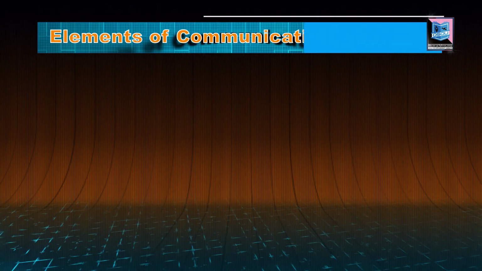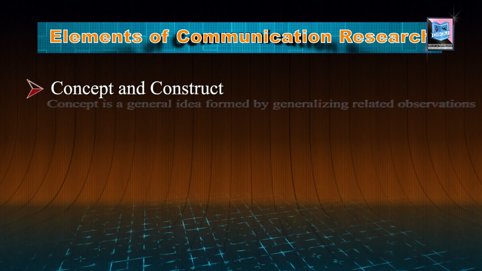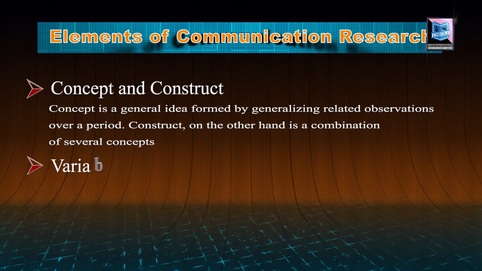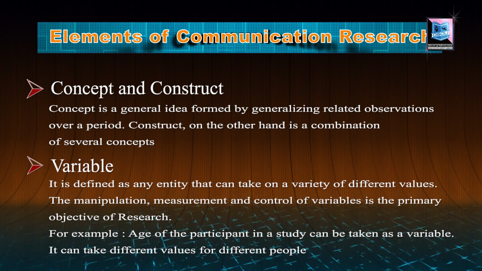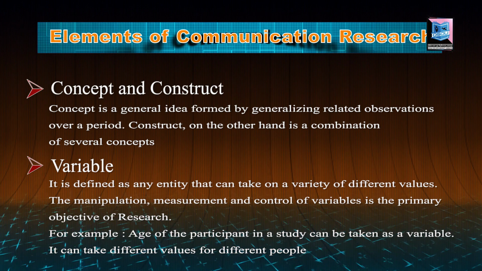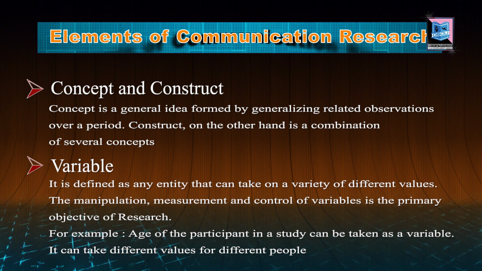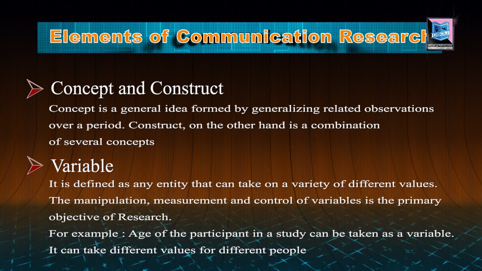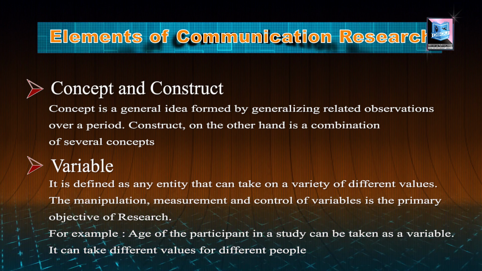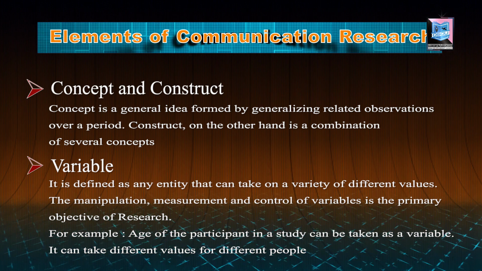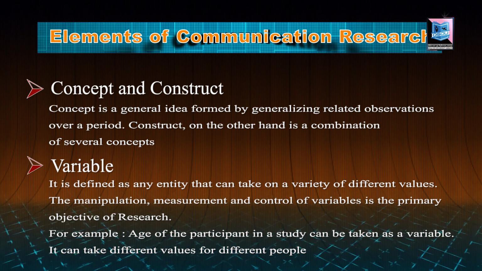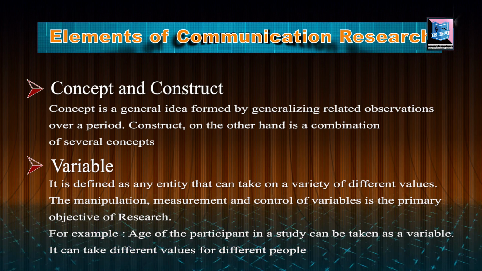A communication researcher, for instance, needs to be aware of a few terms. A communication researcher needs to know what is meant by a concept. He or she needs to know what is meant by a construct. He or she needs to know what is meant by a variable. A concept, for instance, refers to a general idea which is formed after generalizing related observations over a period of time. Similarly, you have a construct, and a variable is an entity that can take a series of different values.